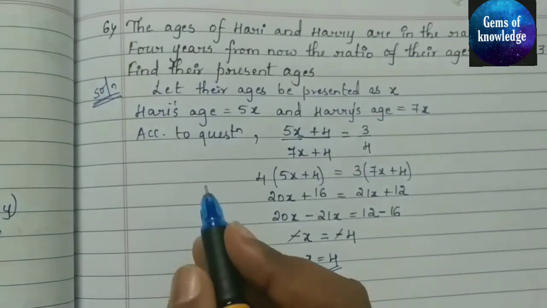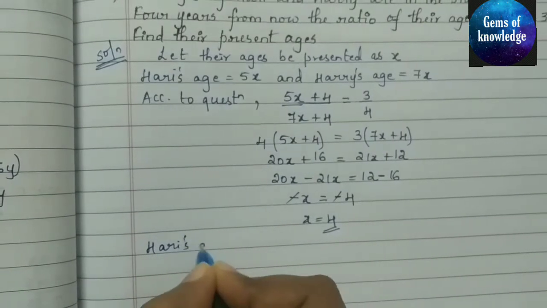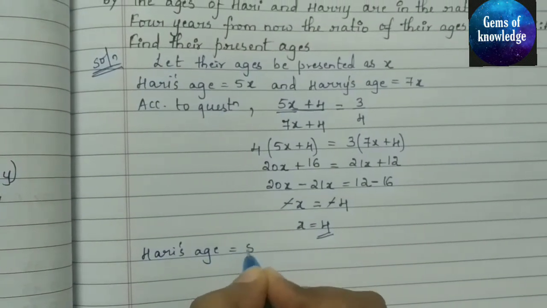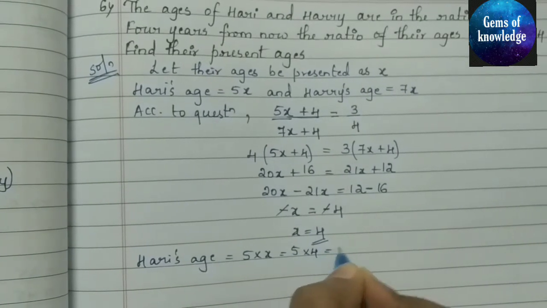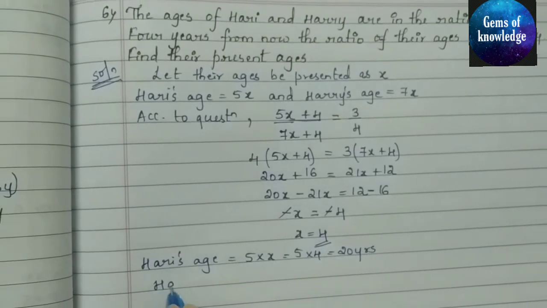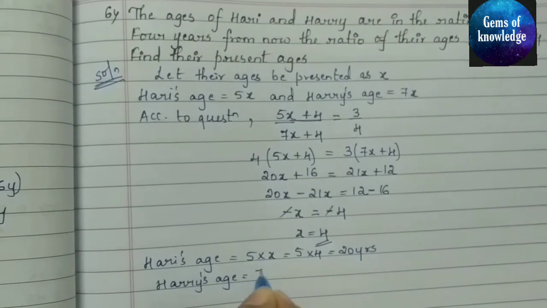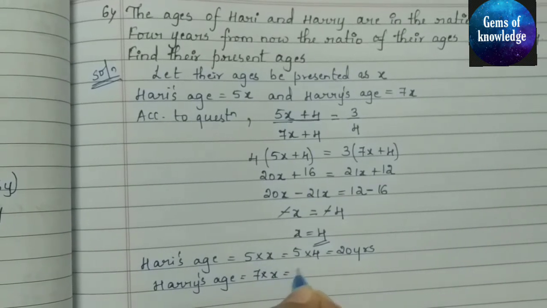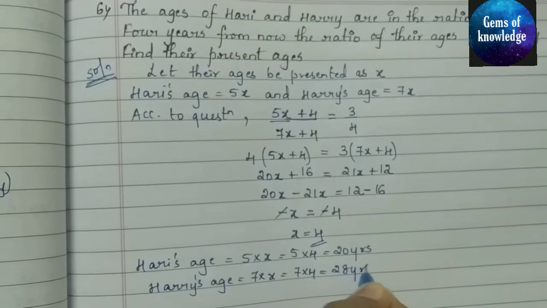So according to their ages, Hari's age was 5 into x, so it is 5 into 4, that is 20 years, and Harry's age will be 7 into x, that is 7 into 4, 7 4s are 28 years.